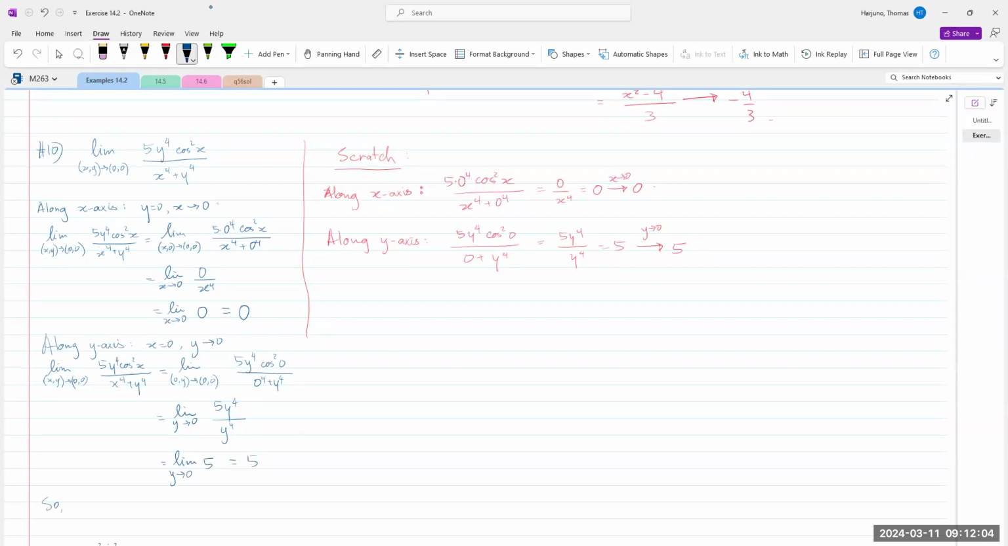So because we have two different paths that give us two different limits, the limit does not exist. But I still require you to write this properly: limit as (x, y) goes to (0, 0) of 5y to the fourth cosine squared x over x to the fourth plus y to the fourth does not exist.